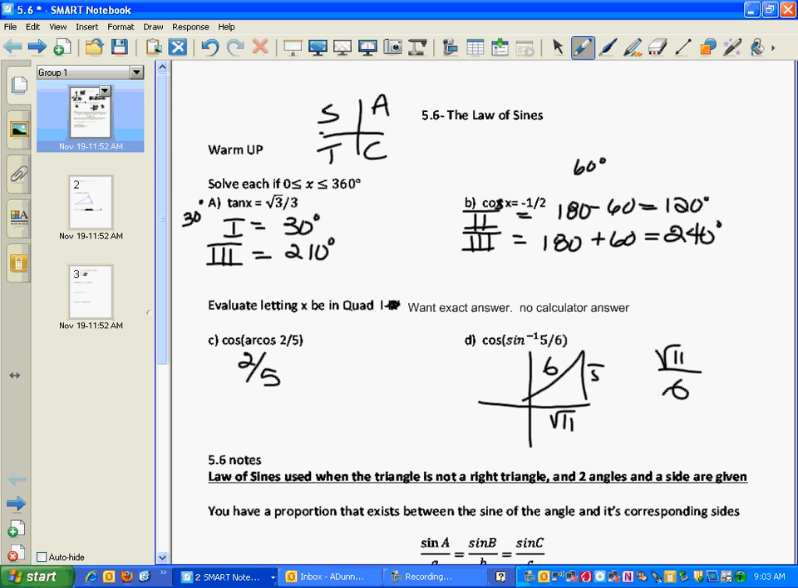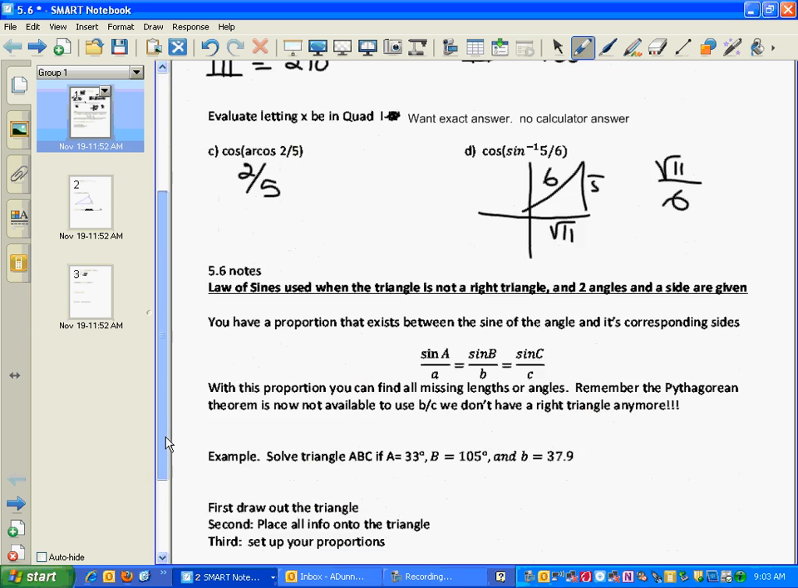We had a canceling out one and we had one. The second one was like that. Okay. All right, law of sines.